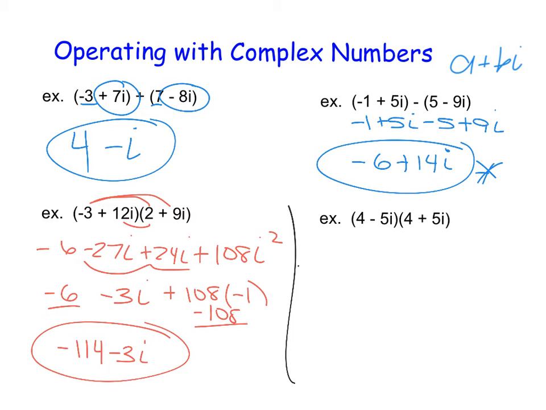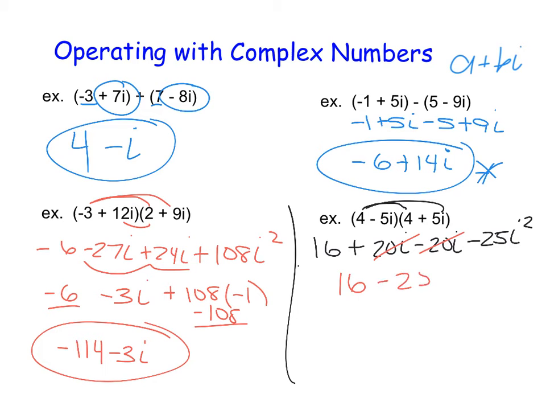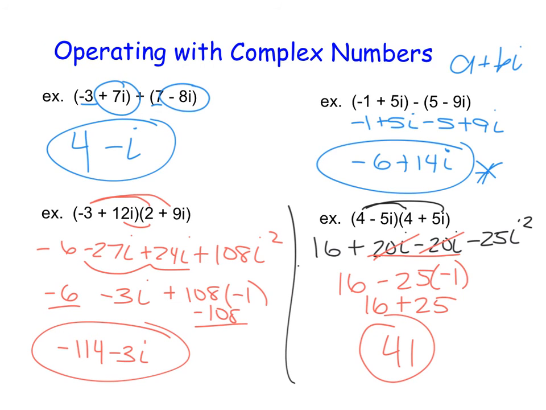And then the last one, notice these are conjugates. So I'll do the whole thing out, but you can skip steps in this one. 20i minus 20i minus 25i squared. So those middle two terms end up canceling out, and we get 16 minus 25, and then I squared becomes -1. 16 plus 25 is 41. So usually you don't have to write these middle two. If you're good enough at this, you can just skip that step.